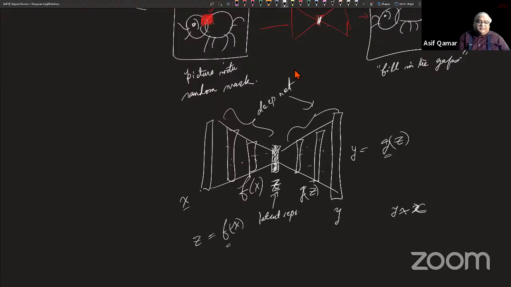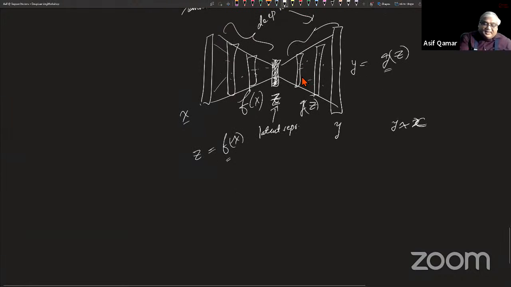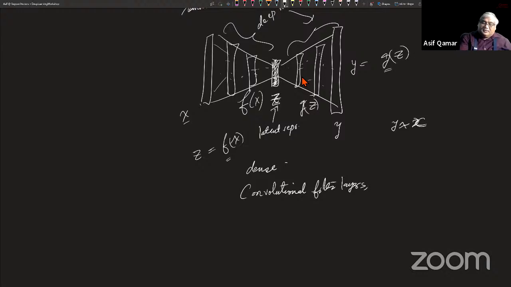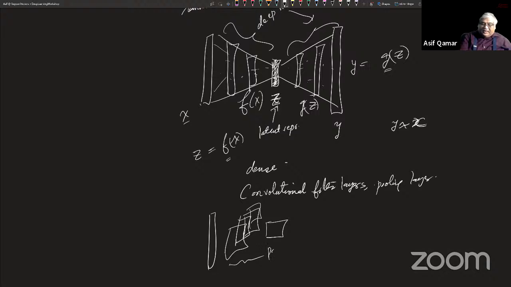Whenever we think of these layers, the question is, what kinds of layers? They can be dense layers, but nothing prevents you from putting convolutional layers and pooling layers. Remember our image processing, the things that we did: a conv layer followed by some sort of a pooling layer, followed by the activation.